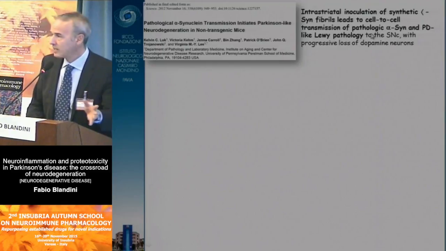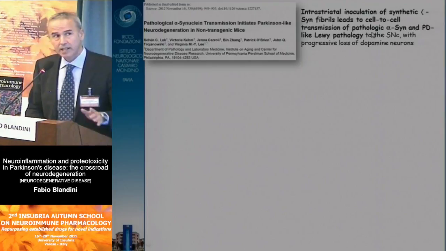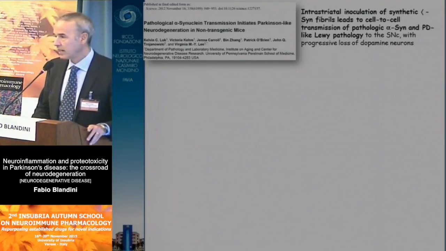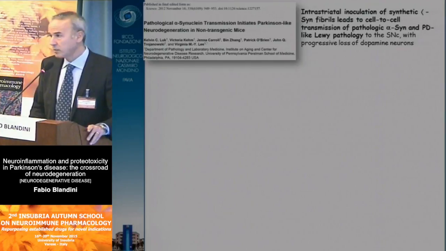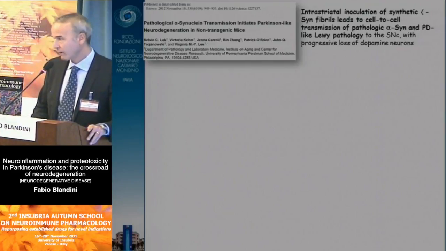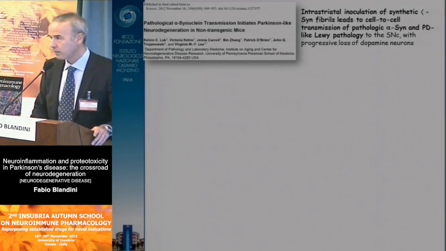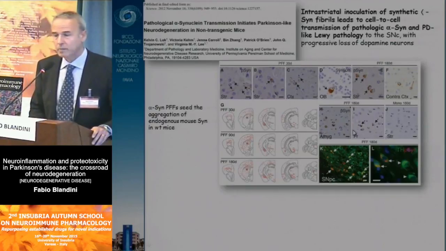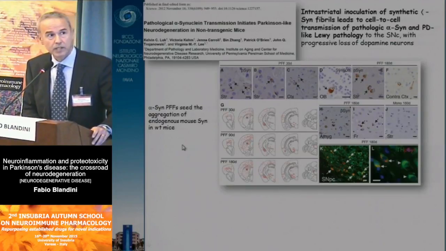And this transfer is accompanied by cell loss in the substantia nigra. We have to remember that the striatum is where we have the terminals of the dopaminergic neurons, but the cell bodies stay in the substantia nigra pars compacta, which is far, far away from the striatum. It is a long journey to make for these inclusions. So these are just a few pictures of what they found.